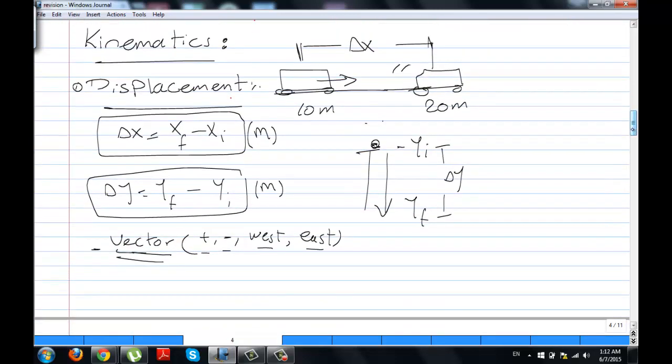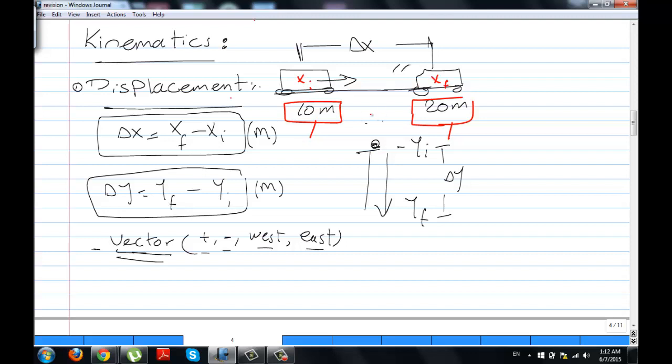So let's go to the kinematics. The first topic in kinematics is the displacement, and displacement, as you can see, could be a delta x or a delta y. It depends on the dimension that you are moving through. So if the car is moving from a 10 meters sign to a sign that says 20 meters, the delta x is the change in position from initial x to a final x.